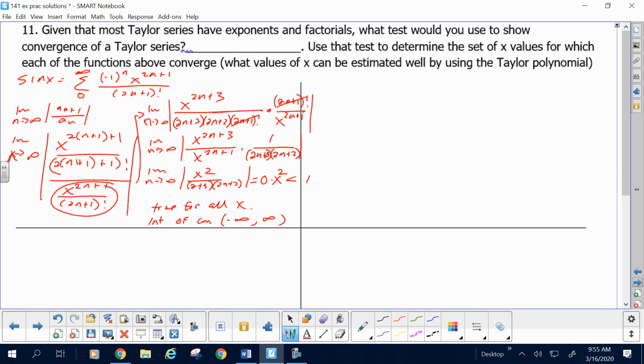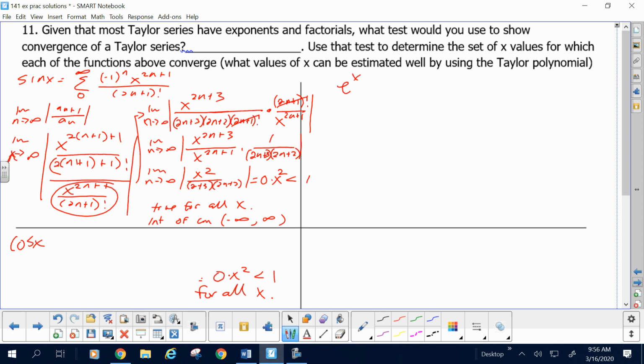Now, if you try that for cosine, try that on your own and see how it goes. And you should get pretty much the same thing. You'll get a limit of 0 times x squared, which is less than 1 for all x. And so, same deal. The interval of convergence is negative infinity to infinity.